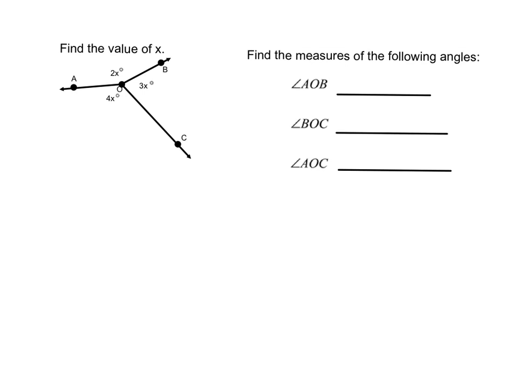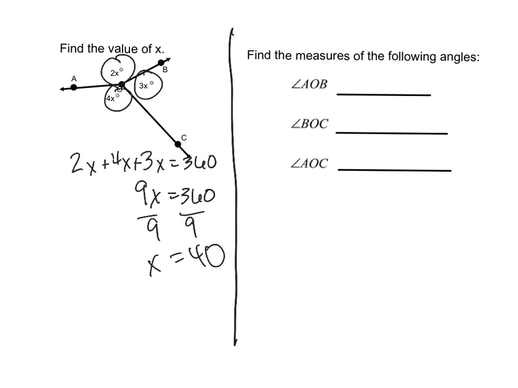All right, find the value of x. That's the first part. So hit pause, find the value of x, and see if you get what I get. Okay, did you get x equals 40? By the way, you can see the corrected letters for those points, A, B, and C. You need to know them for the next part. So the first part, find the value of x, which we did. Now find the measures of the following angles.